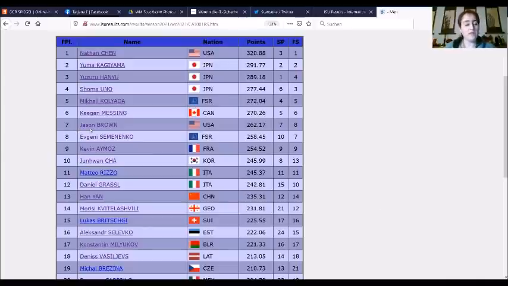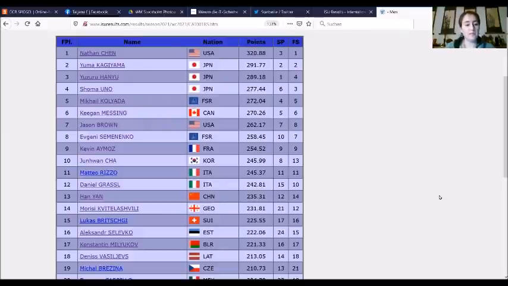Russia has another situation. Mikhail Kolyada finished 5th and Evgeny Semenenko was 8th. So they get 13 points, exactly the maximum they can have for 3 spots. But there were only 2 Russian men competing. So that means, again, in order to get that 3rd spot, they need to send another skater to Oberstdorf.